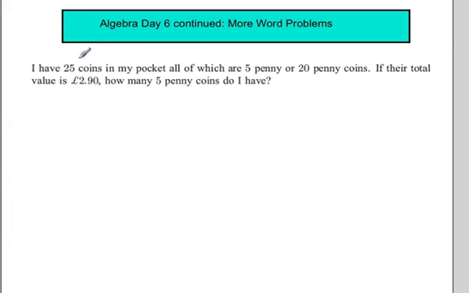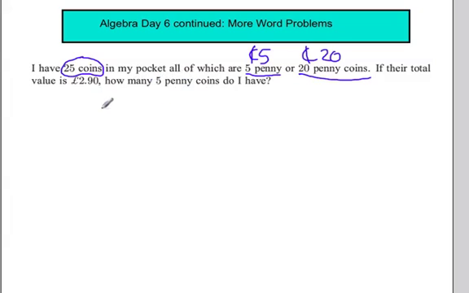We've got 25 coins in my pocket, all of which are either 5-penny or 20-penny coins. And what that means is that all the coins are in value either 5 cents or 20 cents. If their total value is 2 pounds and 90 pennies, how many 5-penny coins do we have?